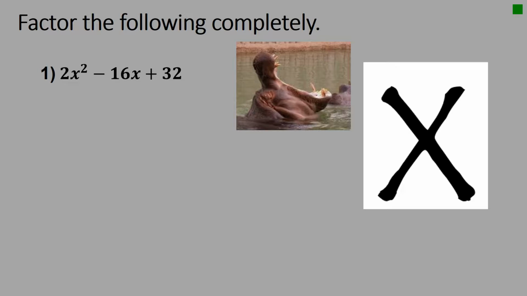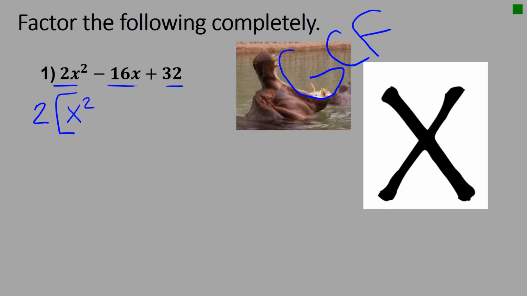Uh-oh. Remember that very first thing that we said we should always check for? Look at it. It's right here. GCF. Is there a greatest common factor here? There is. So let's take out the 2. So now we have x squared, negative 16 divided by 2 is 8x, and 32 divided by 2 is plus 16.